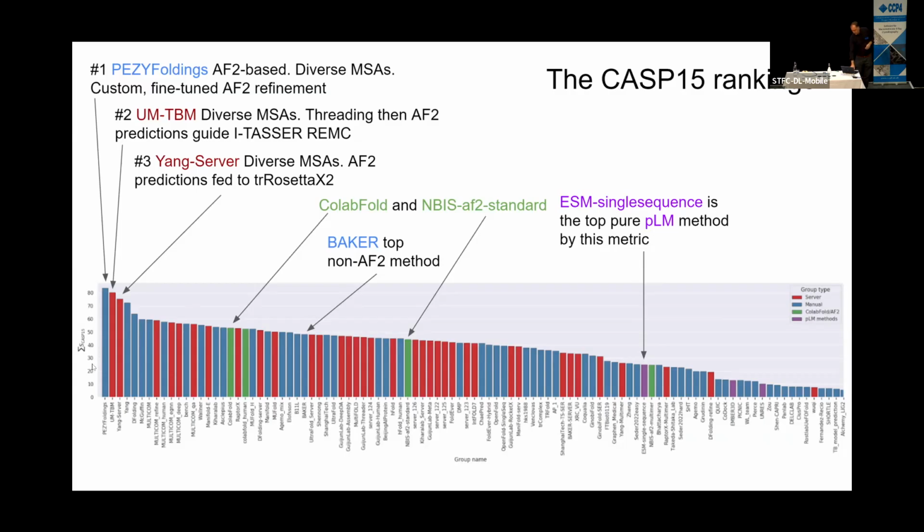Most of the methods are based on AlphaFold 2. There's no AlphaFold 3 and there's nothing like it. So the best groups took AlphaFold 2 and used it in particularly clever ways.